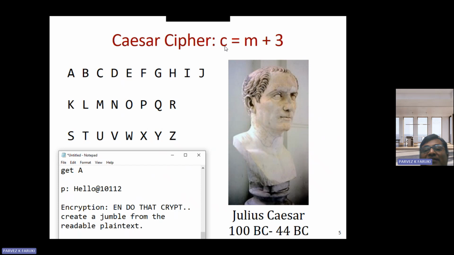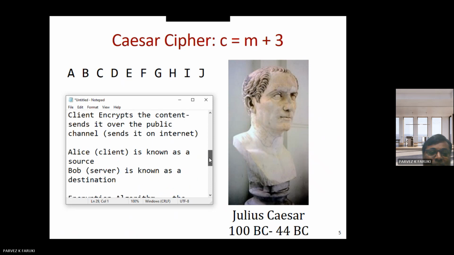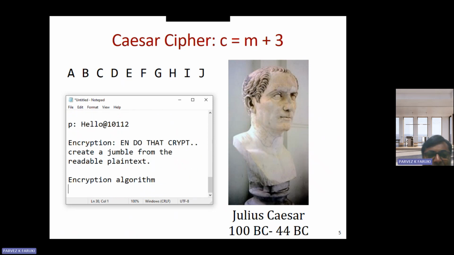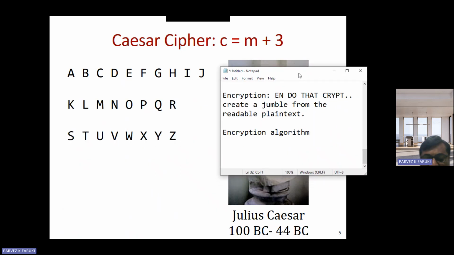If you see, he says C equals M plus 3. Now understand, C is ciphertext. Don't consider this as M; consider this as plain text, PT, that I wrote. Let me give you a very simple example along with this so you will understand how it works. Say my password is hello. Let's do this, right?